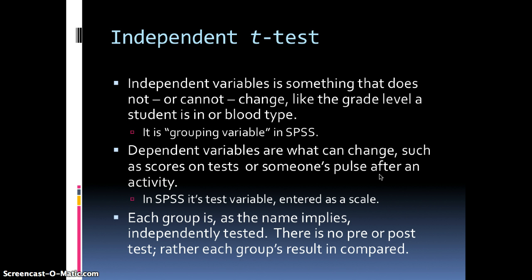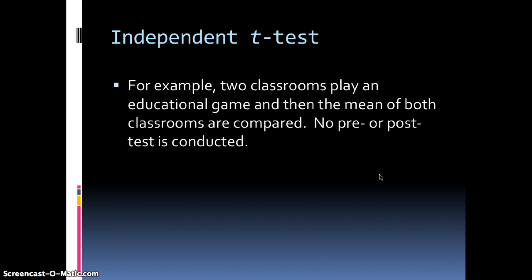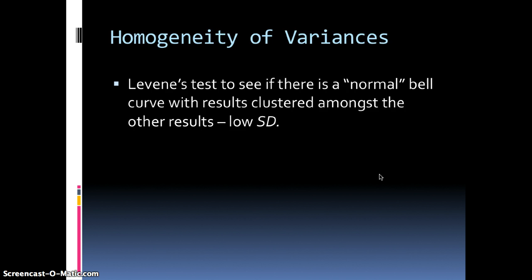This is the test value. It's entered as a scale. Each group is, as the name implies, independently tested. There is no pre and post test. Each group's result, or mean, is compared. For example, two groups play an educational game and then the means of both classrooms are compared.